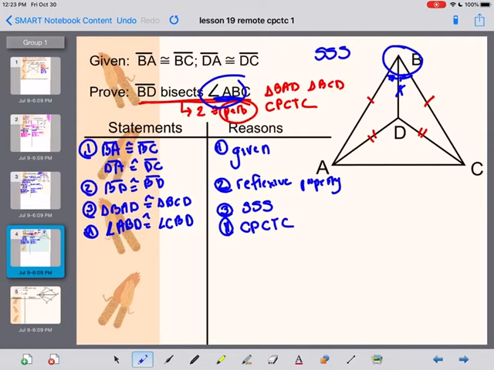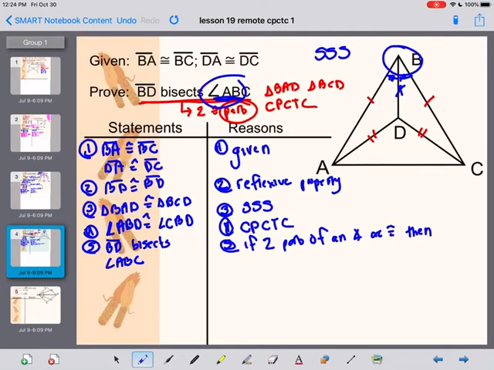Now this is the step that's a little bit different that we haven't seen before. I've already proven the pieces. I'm ready to say my prove line. BD bisects angle ABC. Why? Well, keep in mind, I just proved that those two angles are congruent, and that's what a bisector does. So that's the reason that I have a bisector. If two parts of an angle are congruent, then the angle is being bisected.